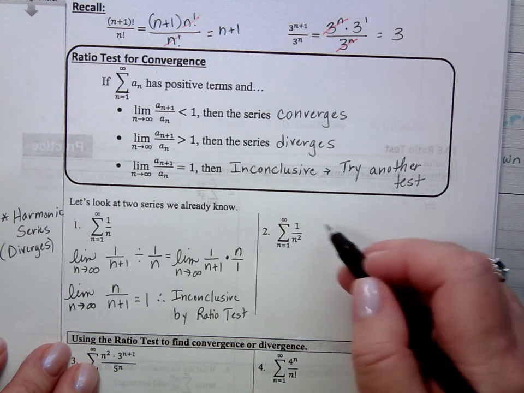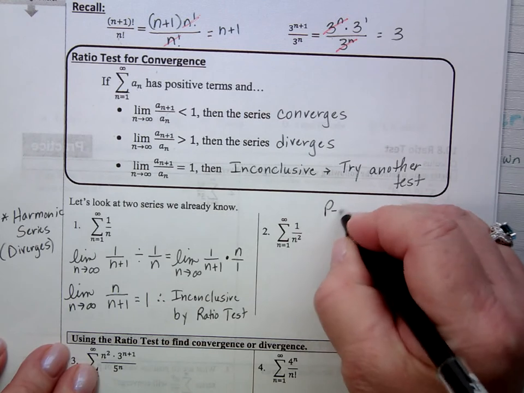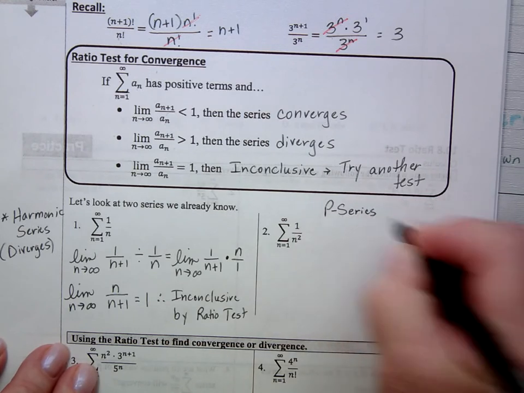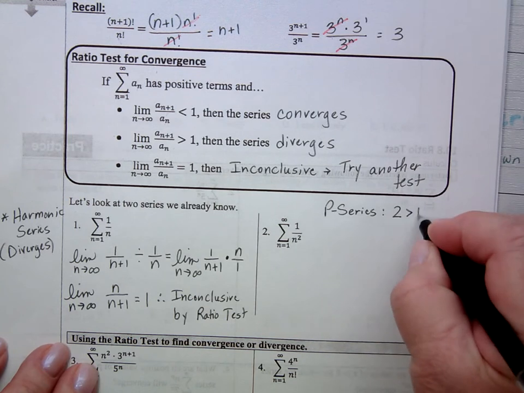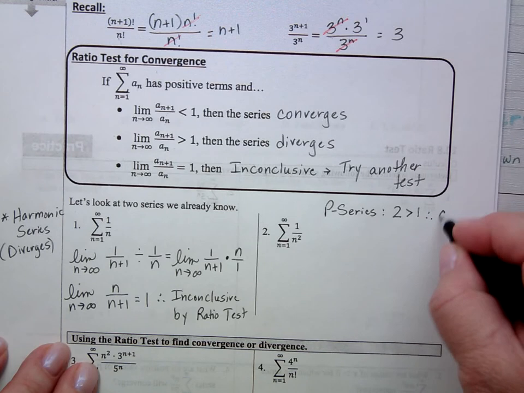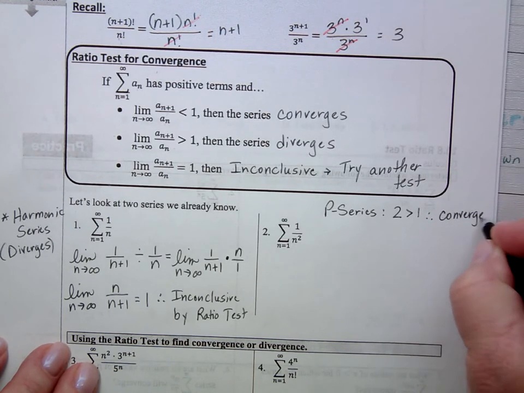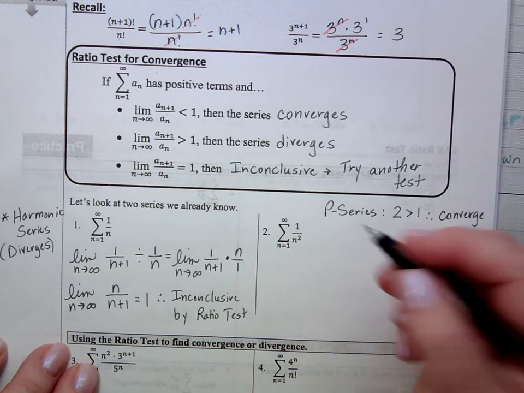Let's try another one. What if I have 1 over n squared? This guy is a p series, right? And his power is 2. 2 is greater than 1, p series test. Therefore, I know that this guy's going to converge by the p-series test, but that's not the section we're in. But just in case you were thinking about that, here it goes for the ratio test.